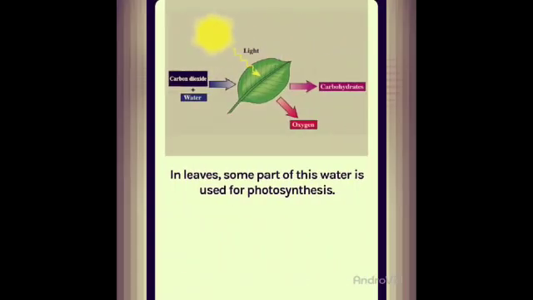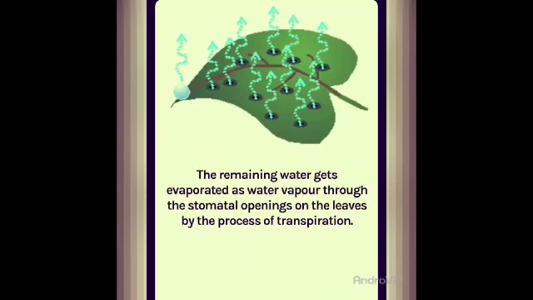Then, in leaves, some part of this water is used for the process of photosynthesis, and the remaining water gets evaporated as water vapors through the stomatal openings on the leaves by the process of transpiration. Here you can see in the picture the holes which are dark green in color showing the stomata, and the blue color arrows are showing the evaporation of water.